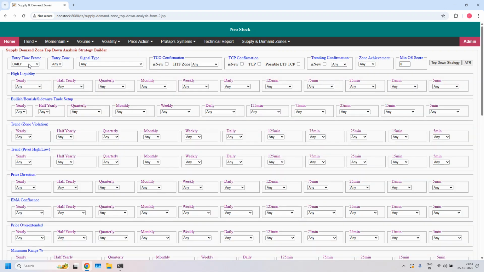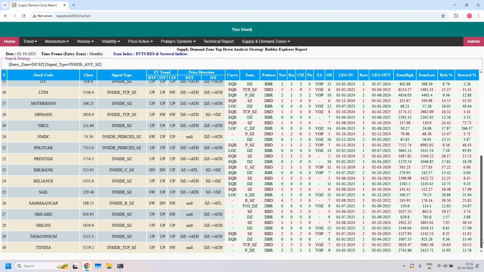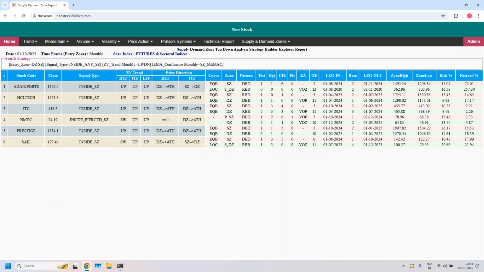Okay, next, price closed inside the monthly supply zone. First 15 stocks in the list. Scrolling the list down, we got 30 stocks. We can further filter based on monthly supply zone having monthly EMA confluence, and trend on the monthly should not be sideways. We got 6 stocks.